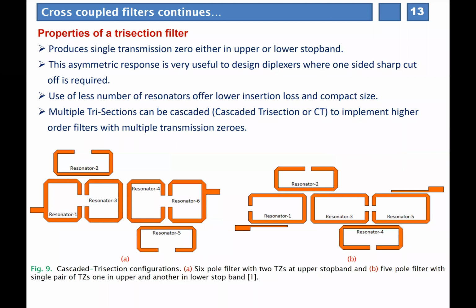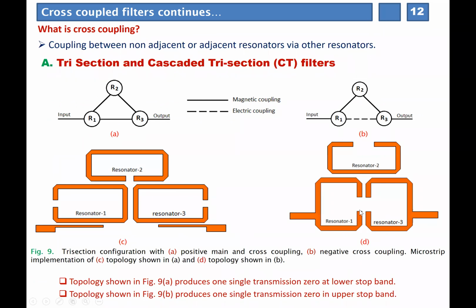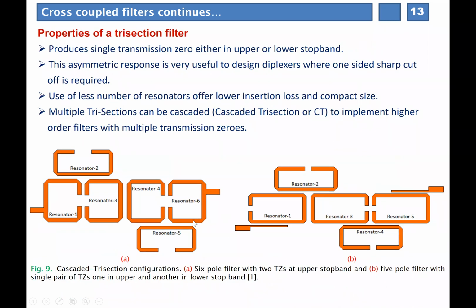Now, if we want to get two transmission zeros, one in the upper stop band and one in the lower stop band, what we have to do is cascade these two, 9C and 9D. So we can get that like Figure 10A and 10B. In these structures, we will have one transmission zero at the lower end and one transmission zero at the upper end, meaning the upper stop band and lower stop band. So this is basically a cascaded trisection. These structures are called cascaded trisections.